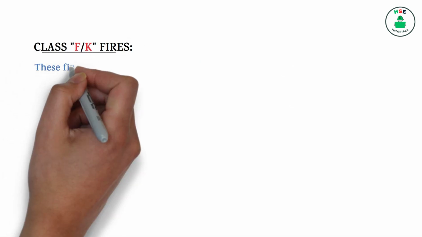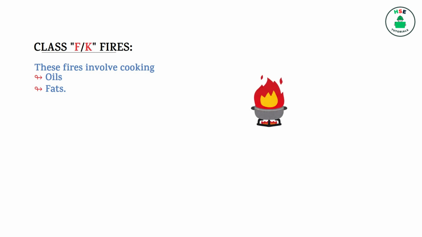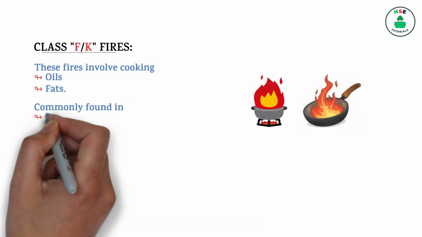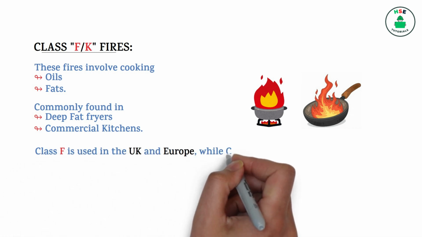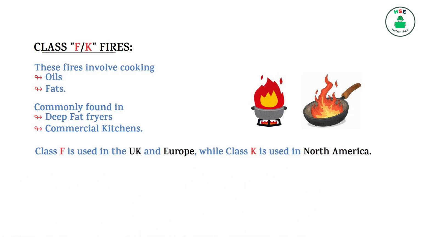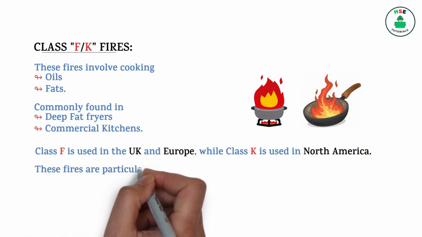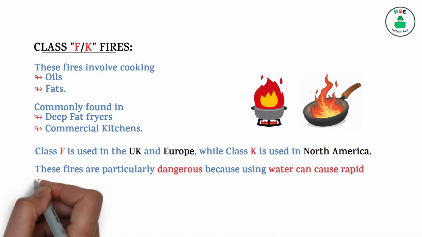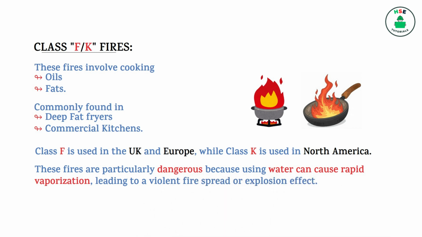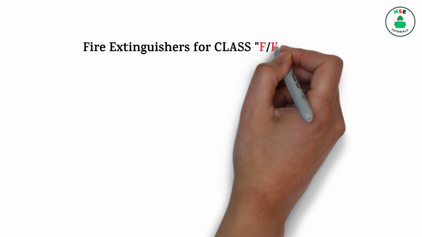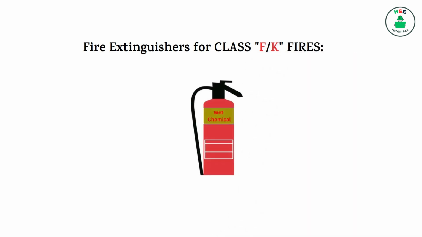Class F or Class K fires. These fires involve cooking oils and fats commonly found in deep fat fryers and commercial kitchens. Class F is used in the UK and Europe, while Class K is used in North America. These fires are particularly dangerous because using water can cause rapid vaporization, leading to a violent fire spread or explosion effect. Suitable fire extinguishers for these fires include wet chemical extinguishers, which cool the fire and create a foam-like layer over the oil to prevent reignition.